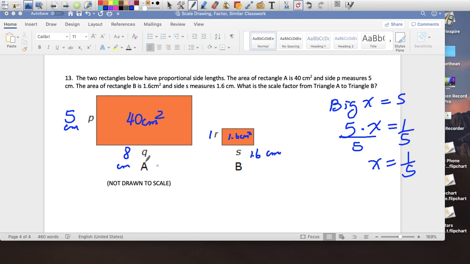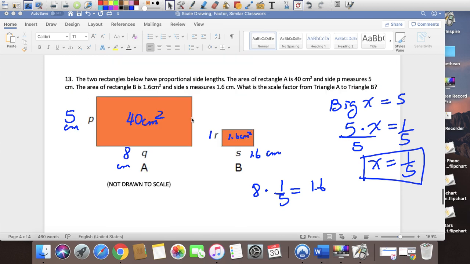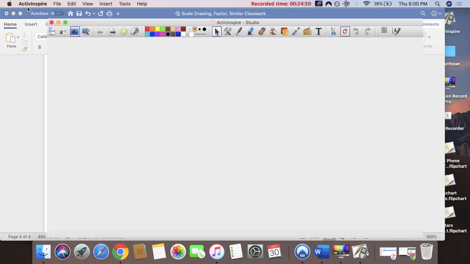And just to verify that, the 8 over here, multiplied by the scale factor of 1/5, is that equal to 1.6? Because this multiplied by 1/5 should give us our new proportional side here. And you can clearly tell that 8 divided by 5 is 1.6. Right? So our scale factor of 1/5 works out. Well, that's it. Wow, that was kind of simple.